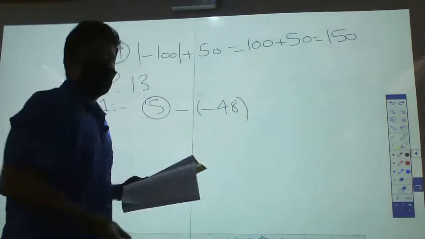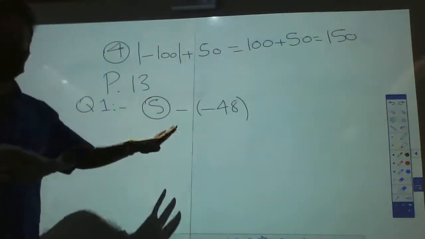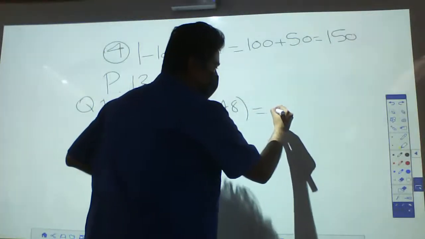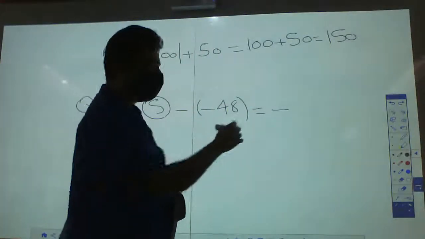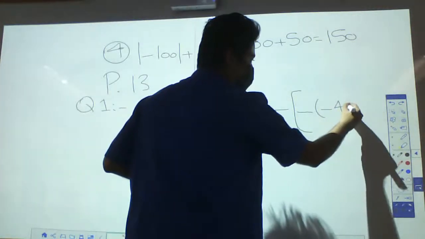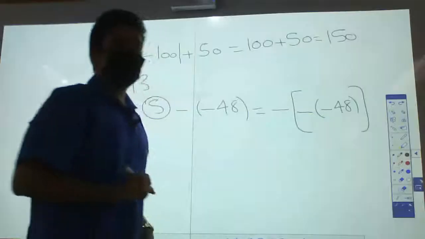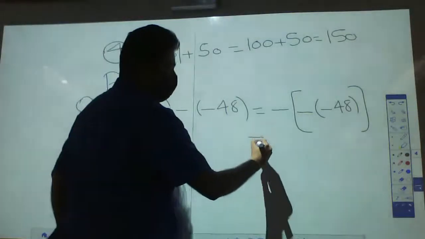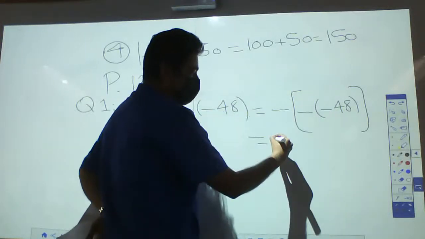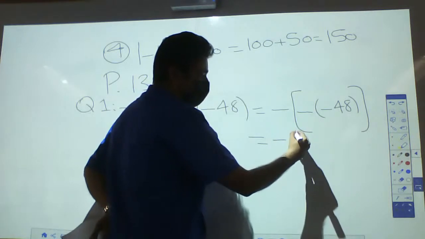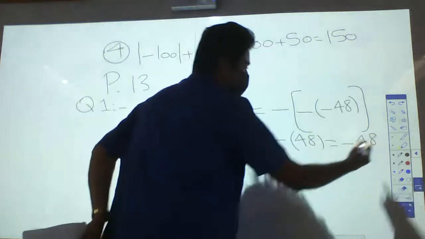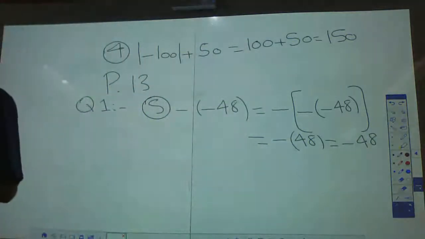48, right? So when we see the opposite number, we simply put a minus for the opposite number. We write all of this as it is. This is our opposite number. Now, what is the answer here? Minus and minus is plus. So it will be minus 48, and the answer is minus 48. This is what the opposite number is, right?